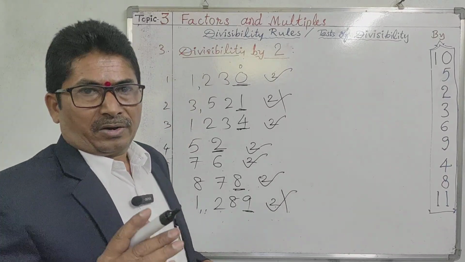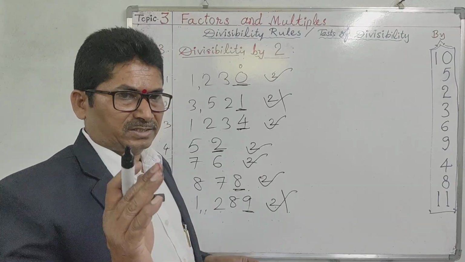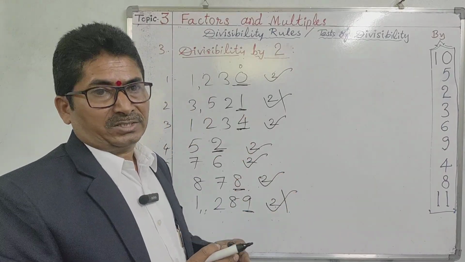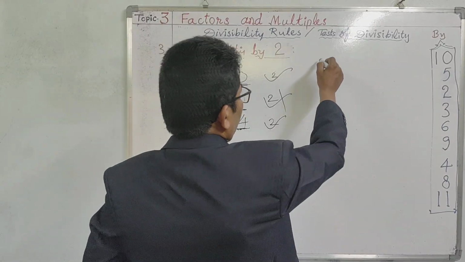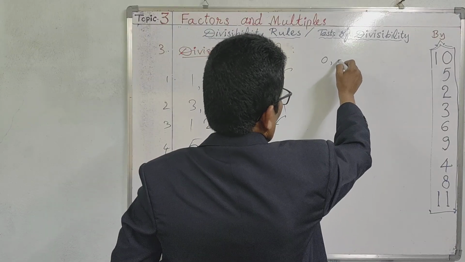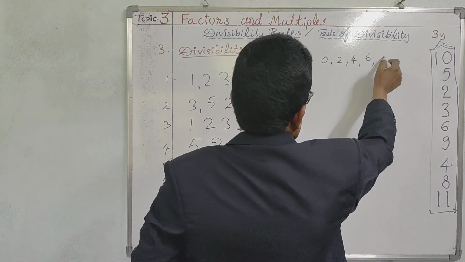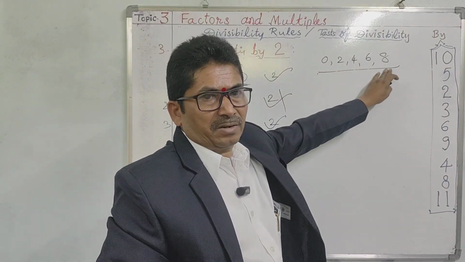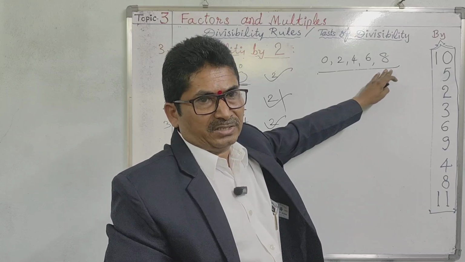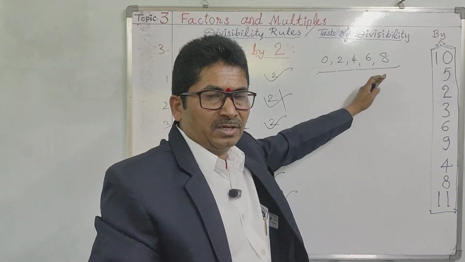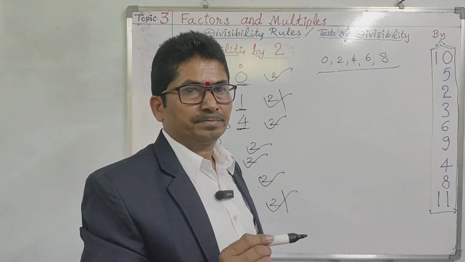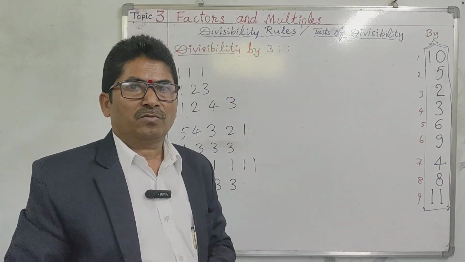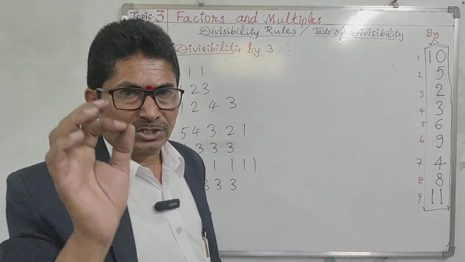Are your answers correct? Yes, I know you are correct. So which digits in ones place make the number exactly divisible by 2? 0, 2, 4, 6 or 8. If a number has any one of the digits 0, 2, 4, 6, 8 in ones place, then the number is exactly divisible by 2. Next, fourth one, divisibility by 3. What is the divisibility rule of 3?